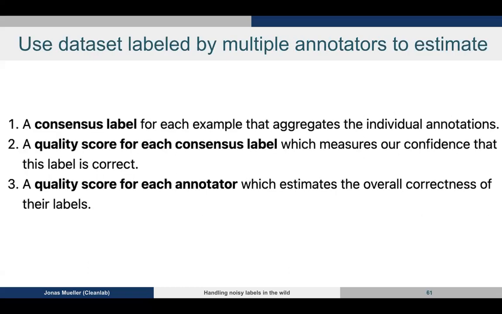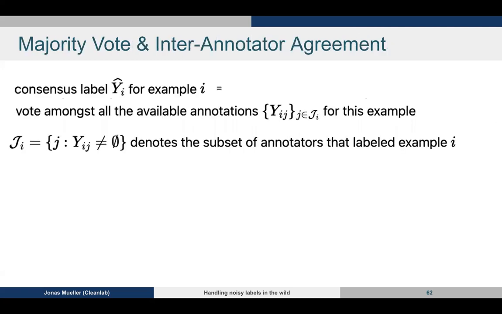And again, 3 quantities we might be interested in estimating are a consensus label for each example that aggregates all the individual annotations into our best guess of what the true label should be; a quality score for each consensus label that measures how confident we are that the current consensus label that we just estimated in step 1 is actually correct. Intuitively, if we had more annotators labeling the image, and they all agree, then we should be more confident that the consensus label truly is correct; as well as a quality score for each annotator, which estimates the overall correctness of their labels.